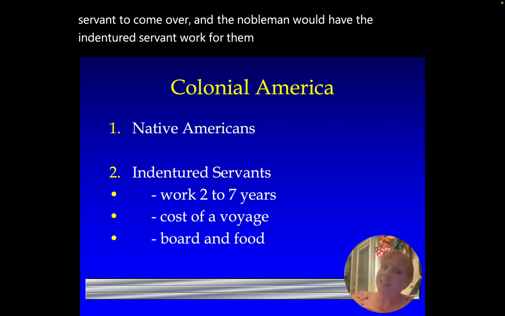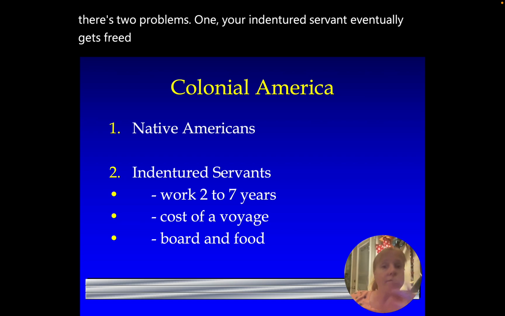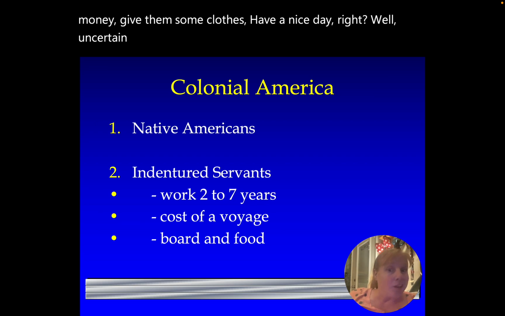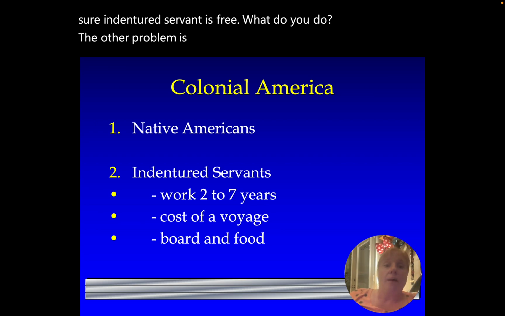But the problem with that is there's two problems. One, your indentured servant eventually gets freed. Okay. When they get freed, you give them a little bit of money, give them some clothes, have a nice day. Right. Well, once your indentured servant is free, what do you do? The other problem is they could run away.